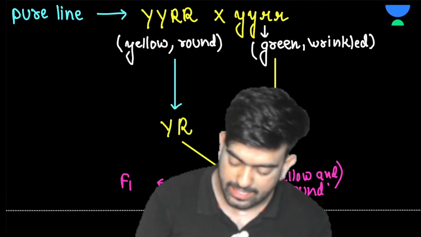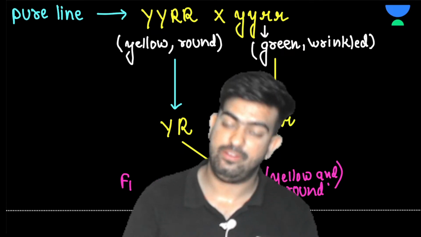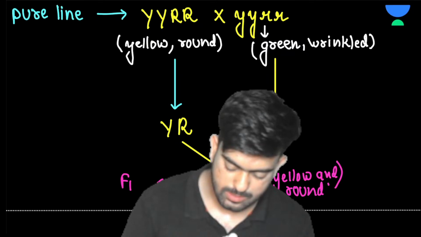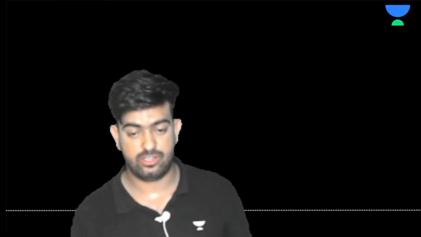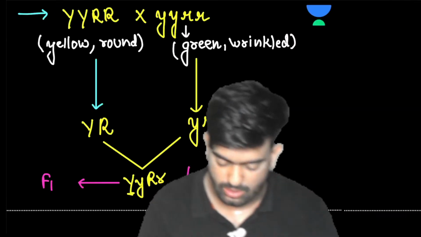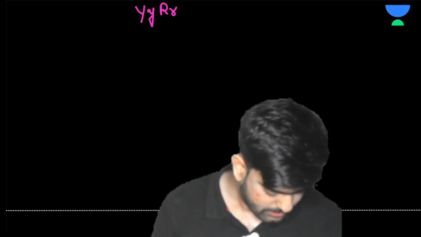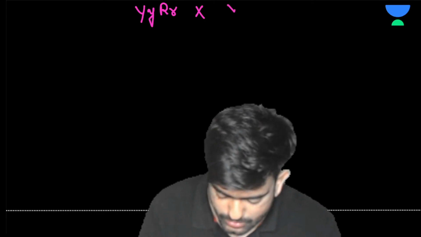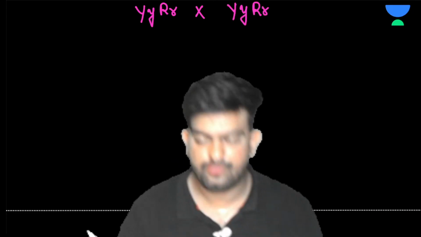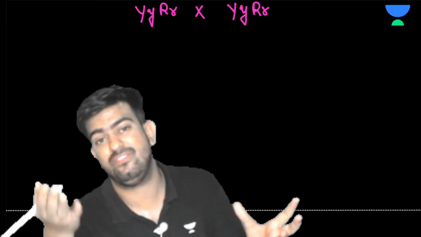Now Mendel did a cross between the siblings of the F1 generation. That means self-pollination. So Mendel did self-pollination. We got capital Y small y and capital R small r. Next, since we are doing the selfing, we will have the same kind of gene for the different parents. Between the siblings, so siblings will have the same genotype.